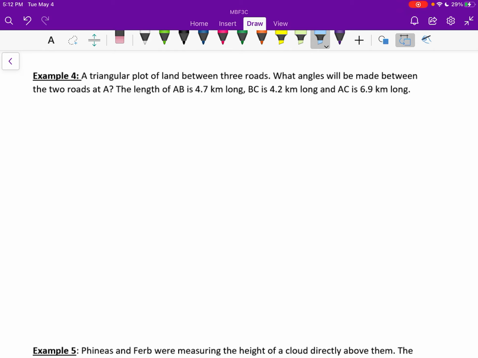All right, so hopefully you listened and you paused the video. It says that a triangular plot of land between 3 roads. What angle will be made for the 2 roads at A?